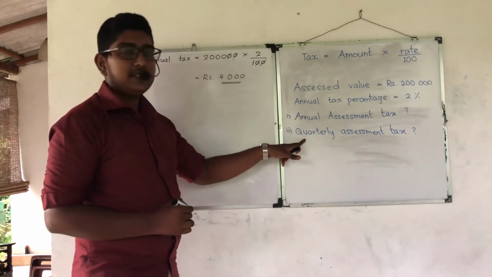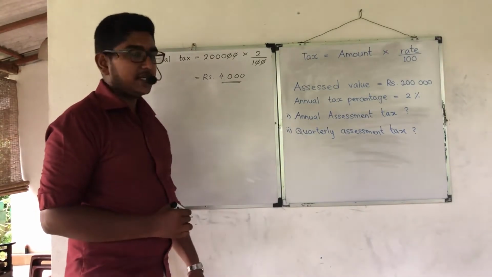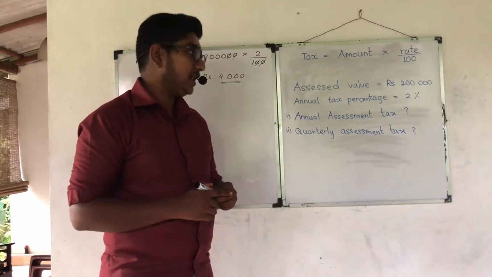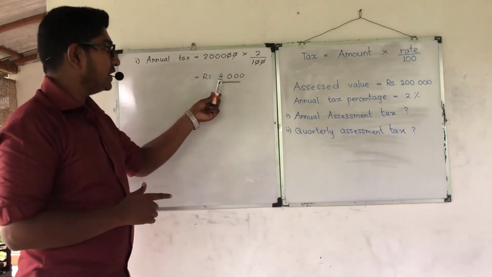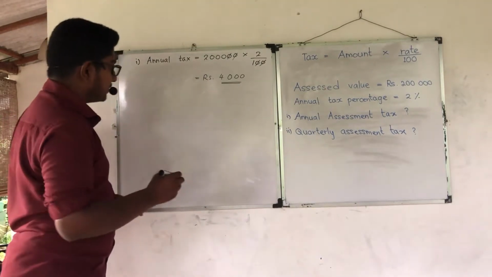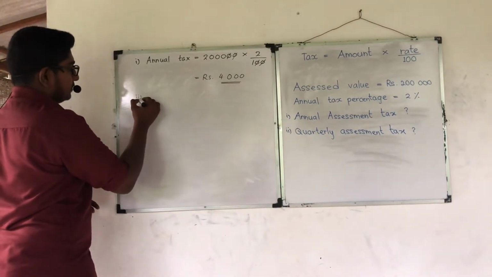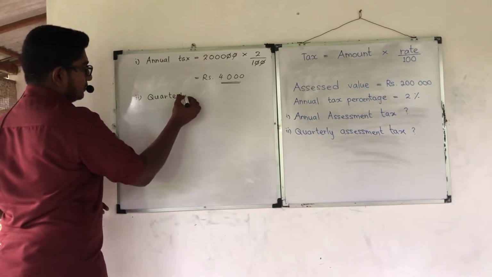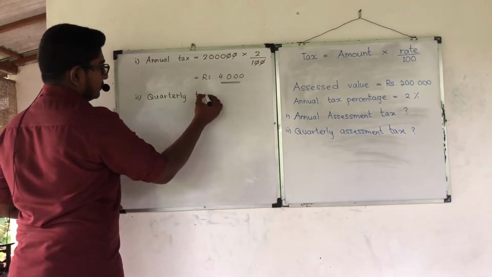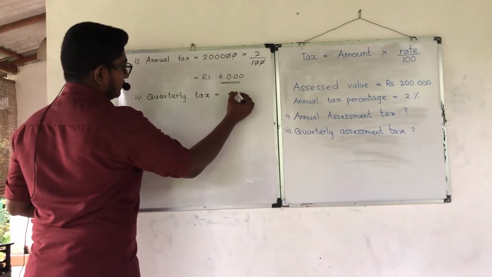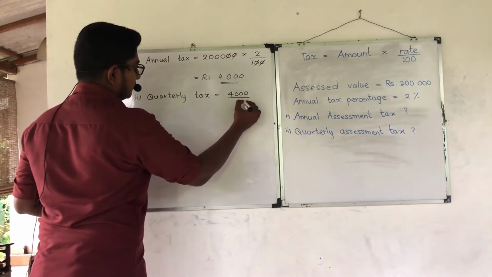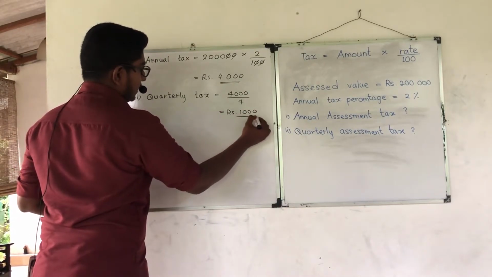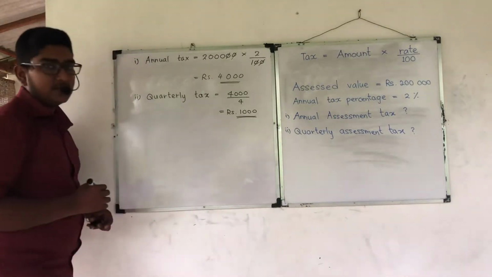Then we have to calculate the quarterly assessment tax. There are 4 quarters for 1 year. That means we have to divide this annual tax value by 4. Quarterly assessment tax is 1,000 rupees.